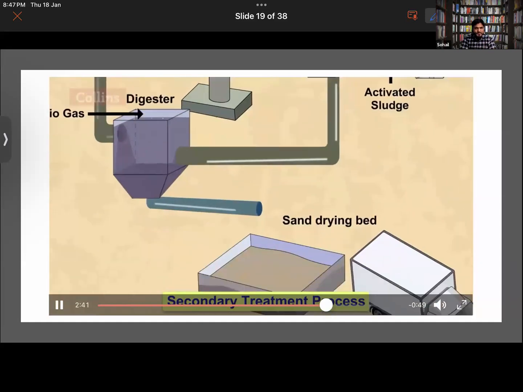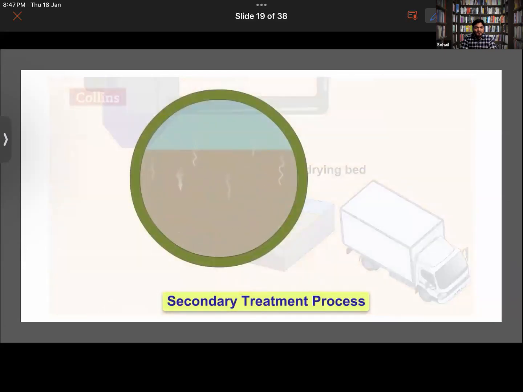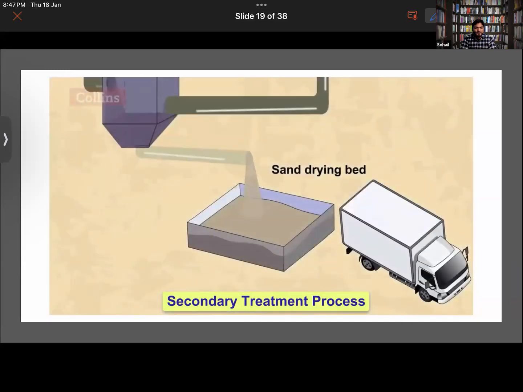The activated sludge is then left in the sand drying beds. Some quantity of water in the activated sludge evaporates and the remaining quantity drains through the sand beds. This leaves behind the remaining dried sludge, which can be used for making fertilizers or compost.